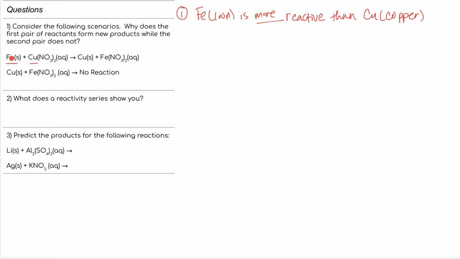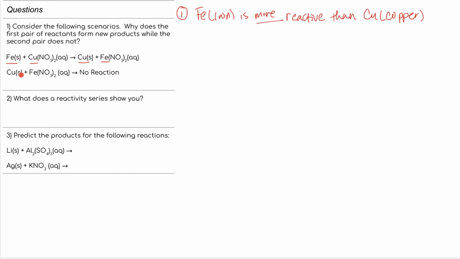So how does that apply to these scenarios? Well, in the first scenario, iron started off as a solid and was successfully able to replace copper in solution, right? Because essentially what happened is, since iron's more reactive, when it tried to react with copper 2 nitrate, it was able to kick out copper, and so copper became the new solid, and then iron went into solution with the nitrate ions. Okay, kind of scandalous.